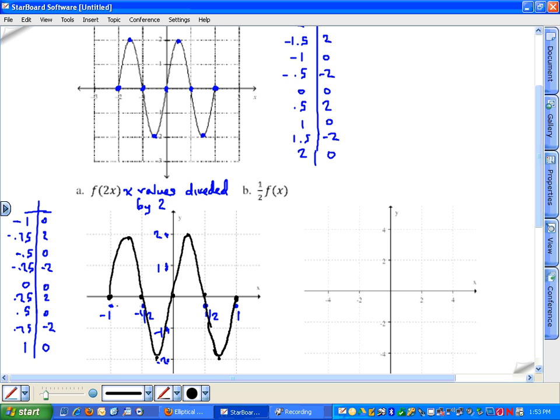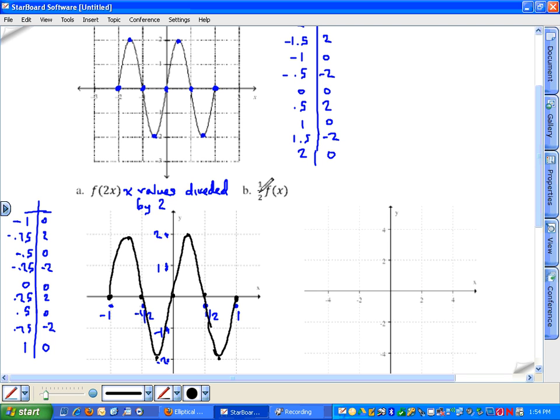Now the effect this is supposed to have is a horizontal compression. It doesn't appear to have been compressed horizontally, but if you look at the original graph, it spans from negative 2 to positive 2. This graph spans from negative 1 to positive 1, so it has been compressed horizontally. It's just we changed the scale of the axes to make it easier to graph.